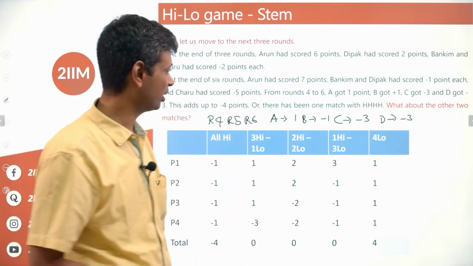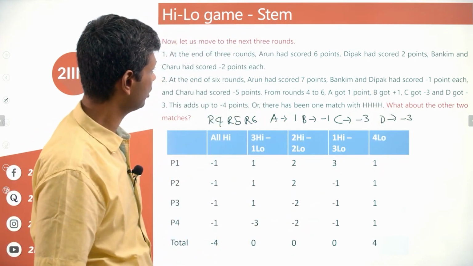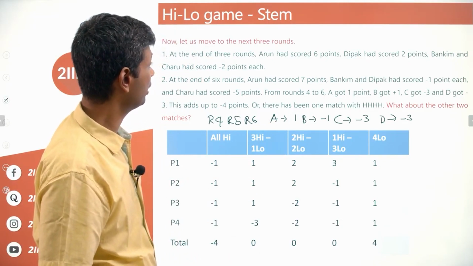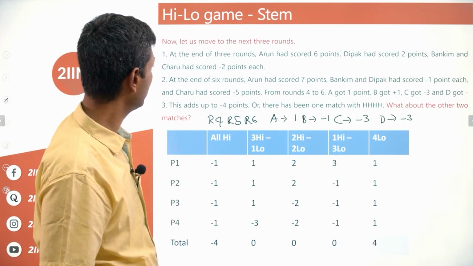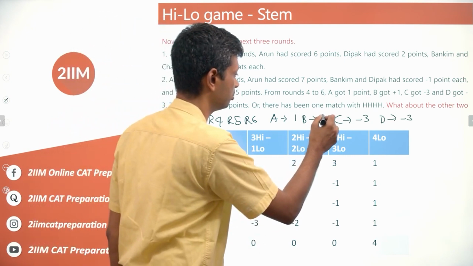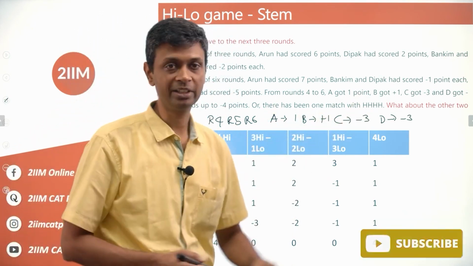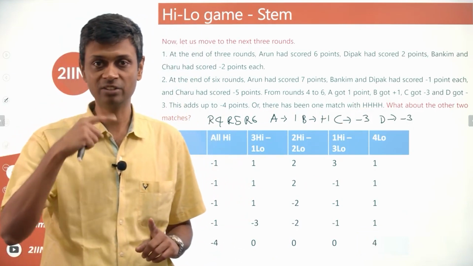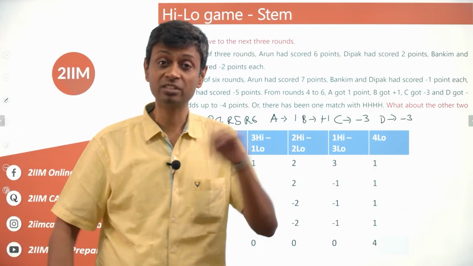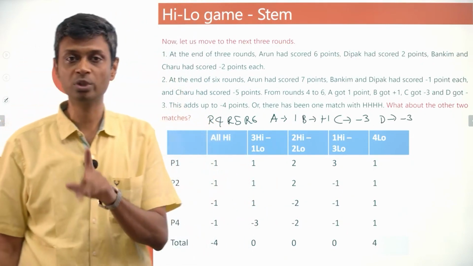Once again, we just add all of this up. We add this. Wait a second, I think I'm making some calculation mistake. Bankim and Deepak had scored -1 point each. So Bankim has gone from -2 to -1. Bankim has also added 1. So 1, 1, -3, -3. That's what they have done in the last 3 rounds. Add all of this up, we get -4. Or in the last 3 rounds, there's one round of -4, which is all high. There's one round which is all high.